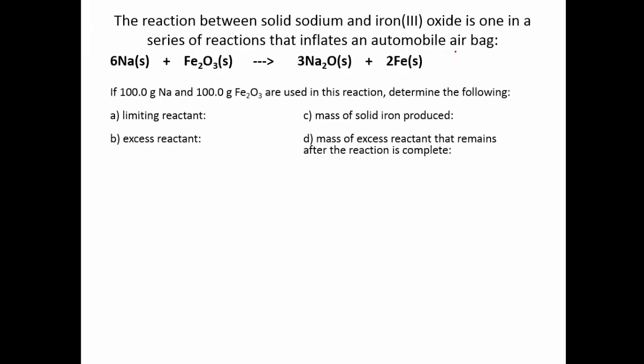All right, now that we've written those down, we're going to look at the reaction between solid sodium and iron(III) oxide, one of a series of reactions to inflate an automobile airbag. So in our reaction, we've got 6 moles sodium to 1 mole iron oxide will produce 3 sodium oxides and 2 irons. If we have 100 grams of sodium and 100 grams of the iron oxide, the question is how much solid iron in grams can we actually produce?